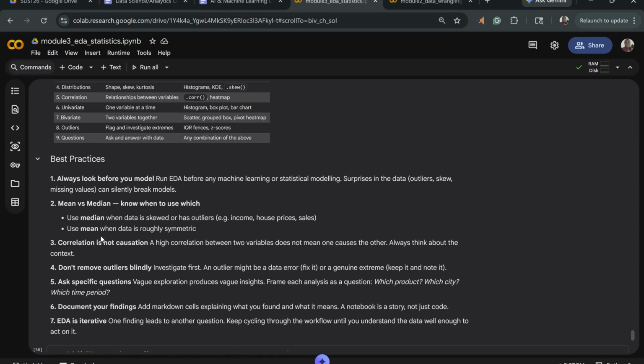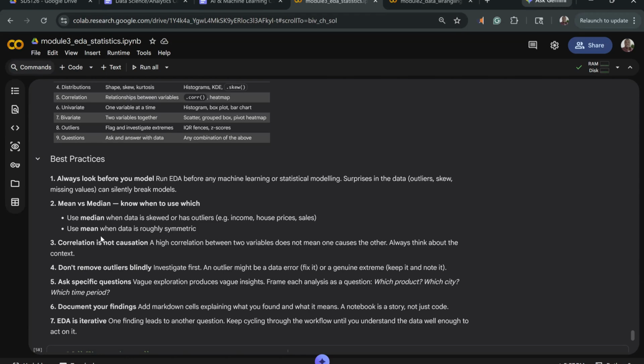At this point, we are now moving beyond a beginner. Now we are moving into the intermediate part. Quickly, let's look into the best practices that I listed here. Always look before you model. Run EDA before any machine learning or statistical modeling.